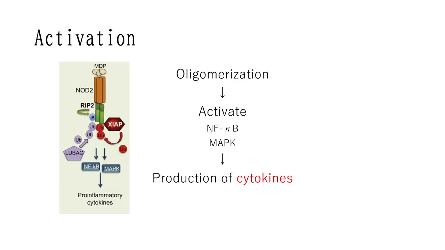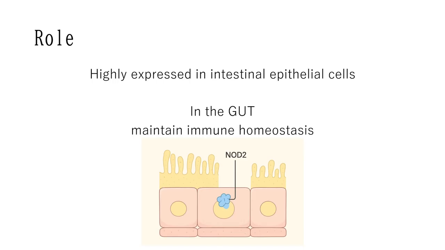Mechanism of activation. Upon binding to MDP in the cytoplasm, Nod2 undergoes a conformational change and oligomerizes. This oligomerization recruits the adaptor kinase, RIP2, initiating downstream signaling. Activation of RIP2 leads to the stimulation of NF-kappa B and MAPK pathways, promoting the production of inflammatory cytokines. Thus, Nod2 acts as a molecular switch that links intracellular bacterial detection to pro-inflammatory signaling.